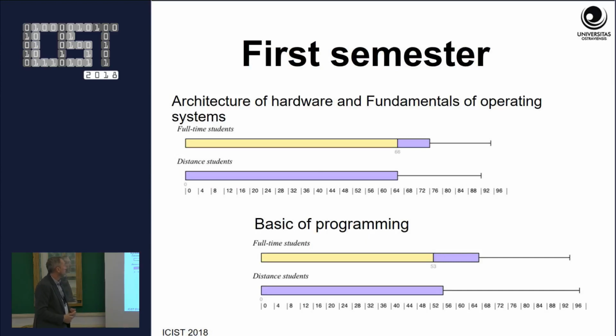Here is another graph for the course basics of programming, typically in the first semester. Students must have a minimum of 51 points for success. The maximum is 100 points. The full-time students' median is 66. But for distance students, more and more have 0 points. And basics of programming is the same. It's very, very different between full-time and distance students.